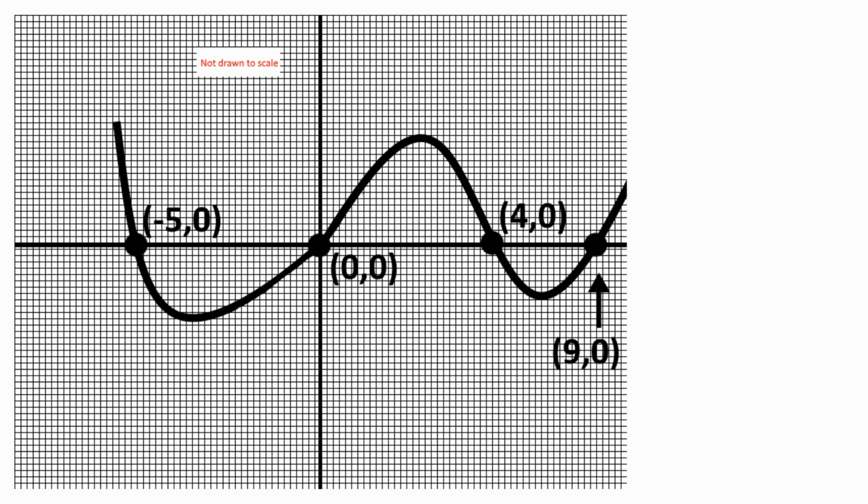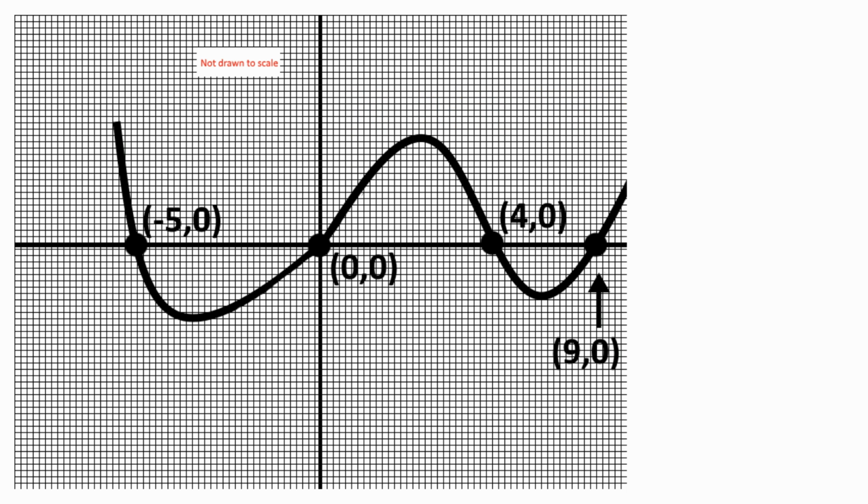From the coordinates of 5, 0 to the coordinates of 0, 0, f prime of x is less than 0. So that means that is where f of x is decreasing. From the coordinates of 0, 0 to the coordinates of 4, 0, f prime of x is more than 0. So that is where f of x is increasing.